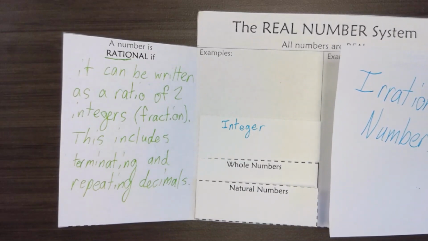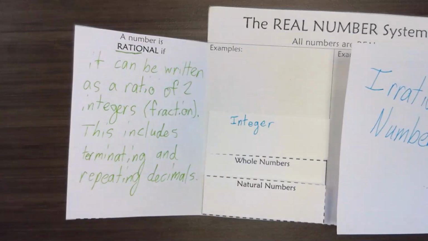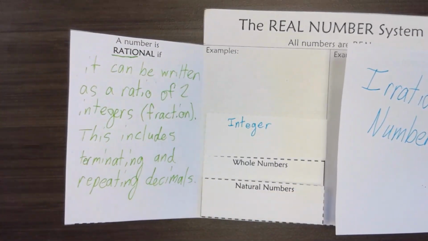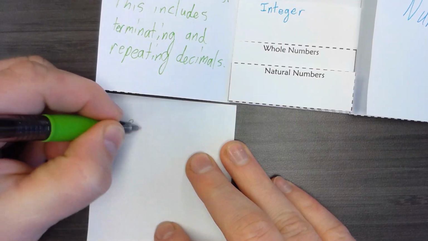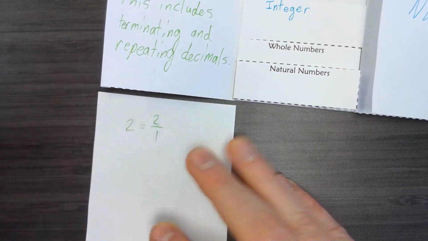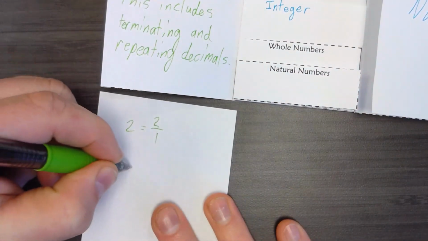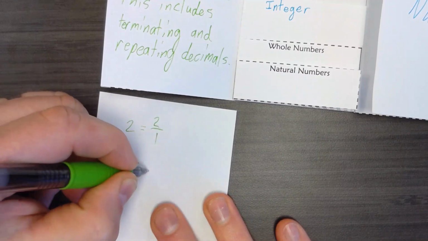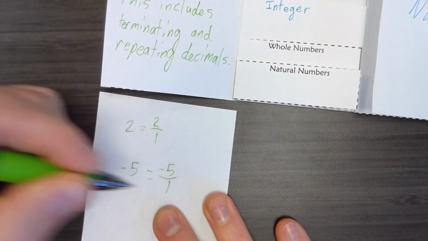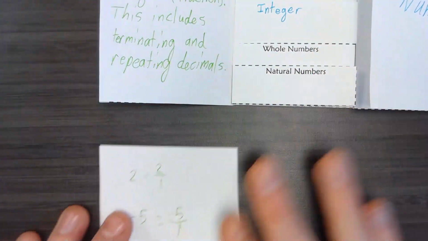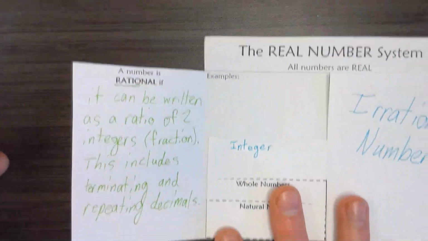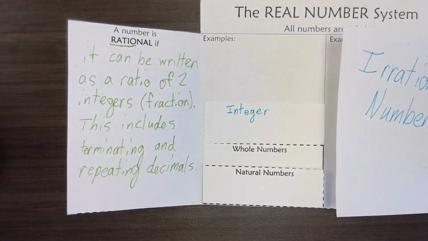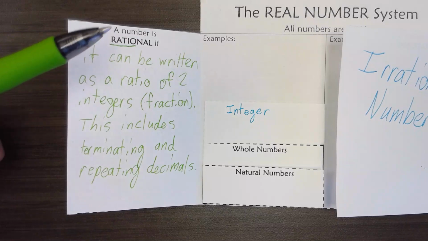Okay? So basically, everything on this side, in some way or another, I can write as a fraction. I can write the number 2 as a fraction, right? 2 over 1. I can write the number -5 as a fraction. That's just -5 over 1. Anything that is a rational number can in some way be written as a fraction. I think that's the best way to define a rational number, okay?